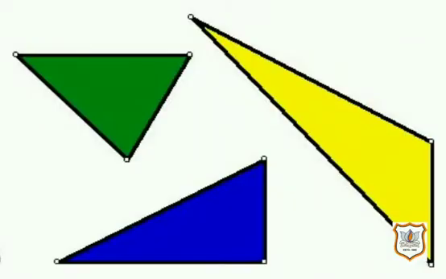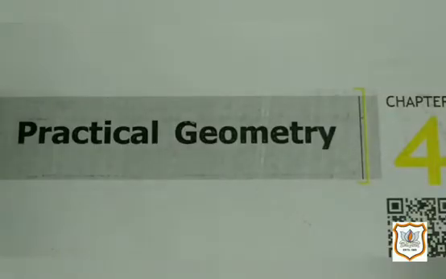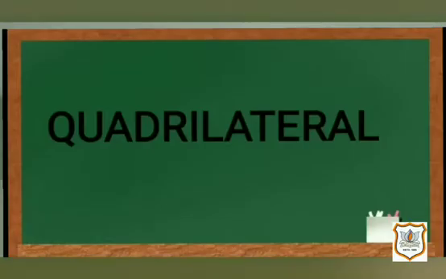So students, you have learnt how to draw triangles in class 7. We require 3 measurements to draw a unique triangle. Since 3 measurements were enough to draw a triangle, a natural question arises whether 4 measurements would be sufficient to draw a unique 4-sided closed figure, that is, a quadrilateral.